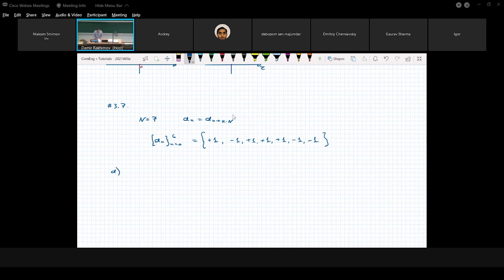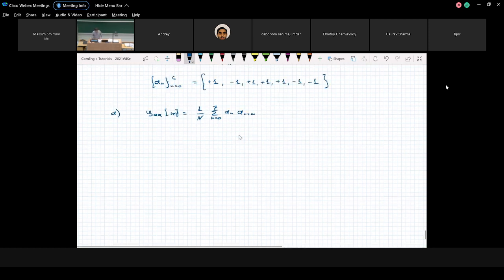First question, we need to determine the discrete time autocorrelation function of the periodic sequence a[n]. It is defined as a sum, normalized by the period of our signal, not 4 but 7, of a[n] times a[n plus m]. Okay, great. And just do the same table as we did before.